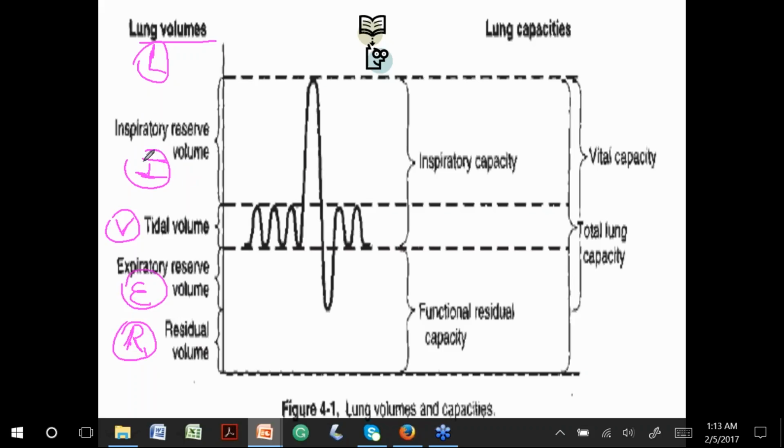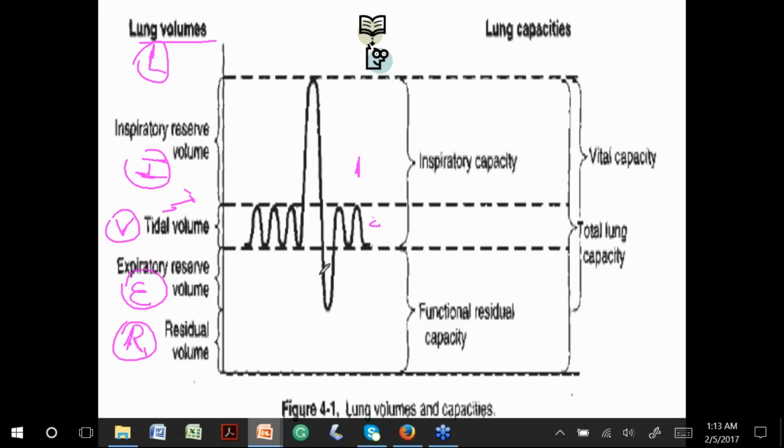So how many do we have here? 1 and 2 are going to be the capacities. IC is going to be the inspiratory capacity, and the ER is going to be the expiratory reserve volume. Residual volume is the functional residual capacity.